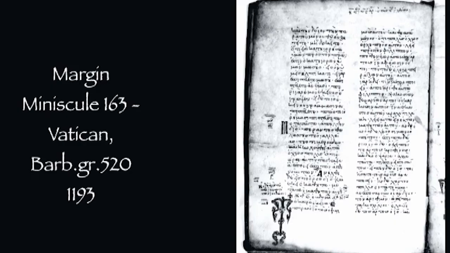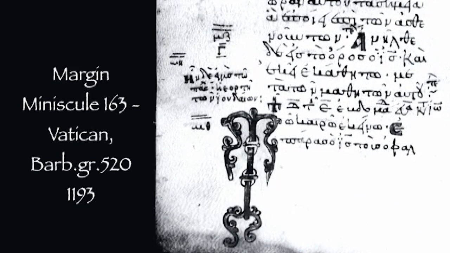This was in the Vatican, Barb, Greek 520. And here in the margin, we'll zoom in. What do we have in the margin? No asterisk and obelisk. What we have in the margin is John 6:4. Whoa!